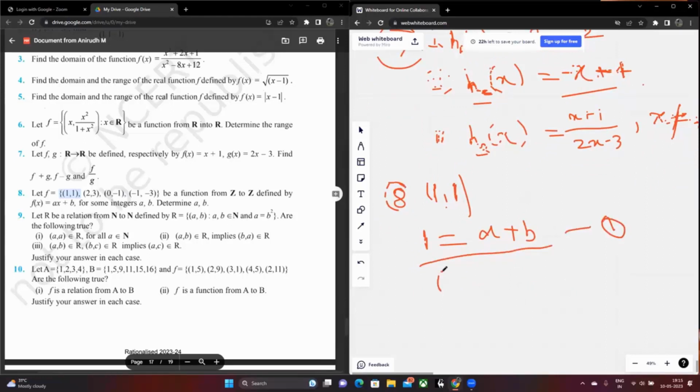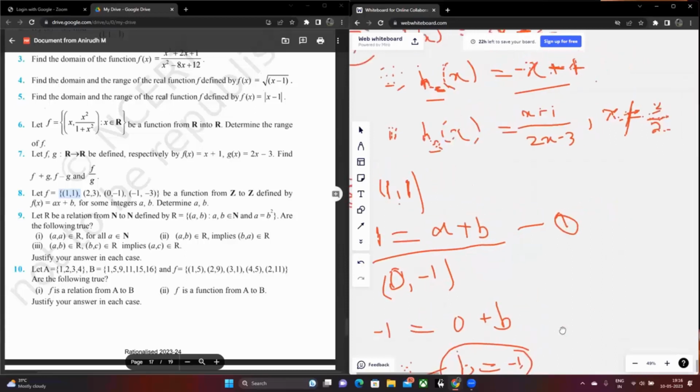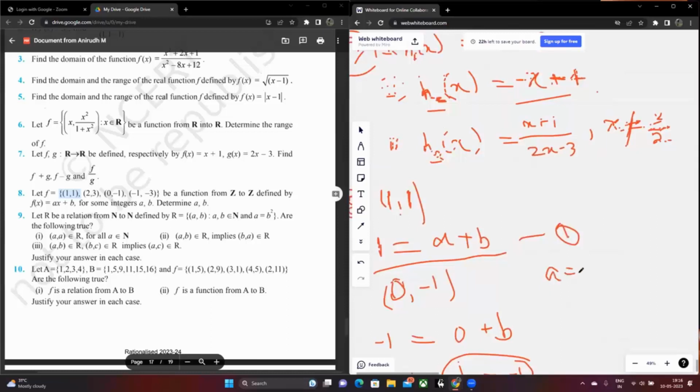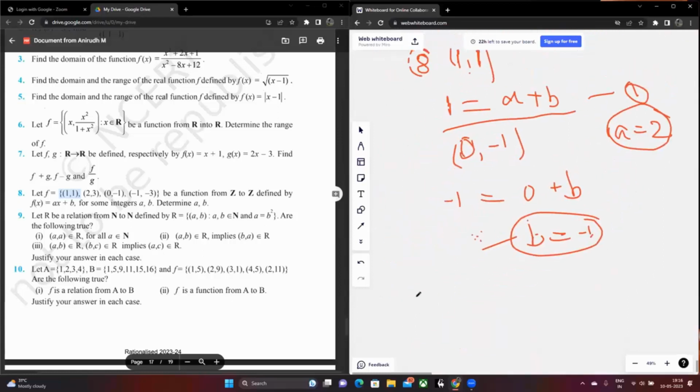And your equation number 2 is for the point (0, -1). Here x is 0, so minus 1 equals 0 plus b, which means that b equals minus 1. And so from here, a equals 2, because 2 minus 1 is equal to 1. So I found a and b, finished. That's the question, over.